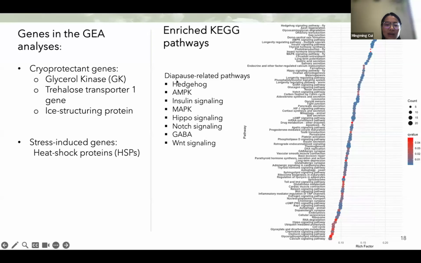For example, diapause. This is the most studied process in insects coping with low temperature, and this was well represented in our results. Many known diapause-related pathways were enriched in our analysis, as shown here on the list. So the large number of significant genes suggests that temperature adaptation is a complex process involving a broad set of genes. With our analysis, we quantify and dissect which genes and pathways are most involved in the process.